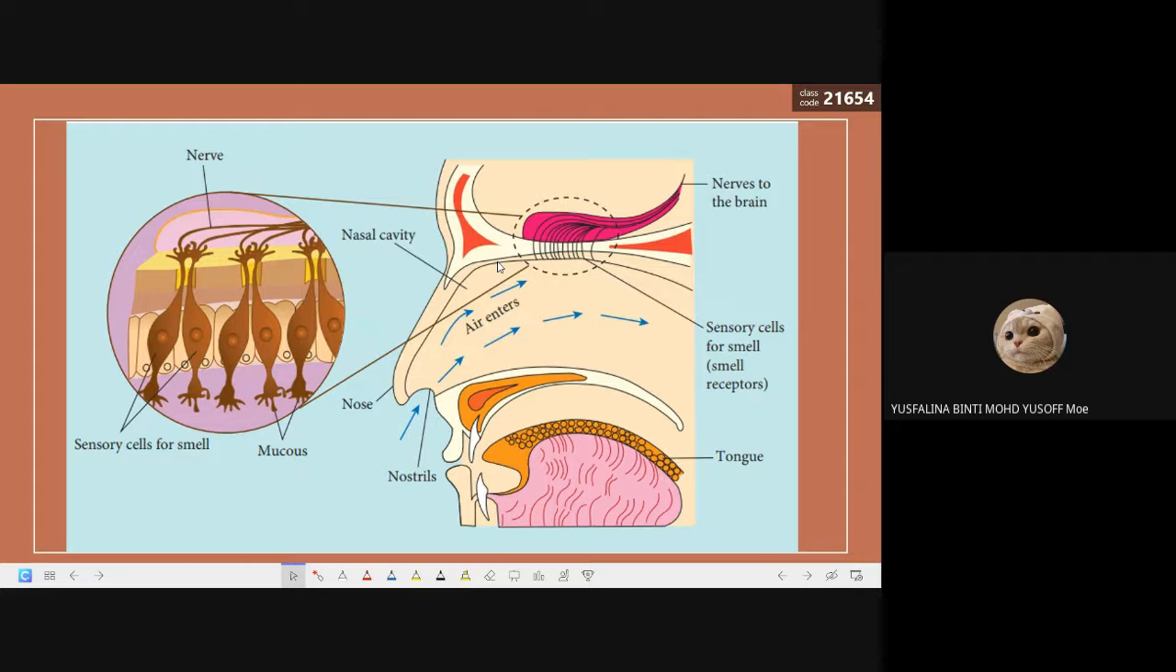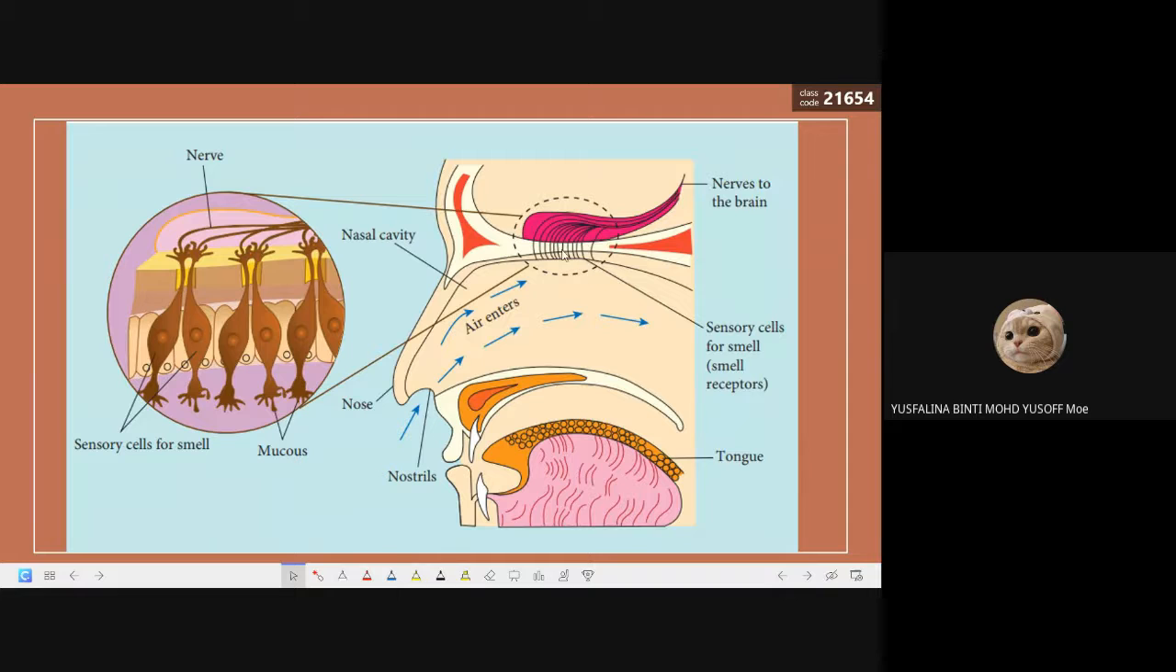So let's say when you smell something, like what your mom cooked. They actually got a chemical substance. This chemical substance will dissolve in the mucus. When it dissolves in the mucus, at the sensory cell here, the sensory cell will be stimulated and produce the impulse. Then it will be sent to the brain by the nerve.